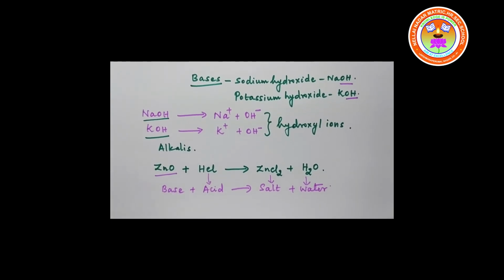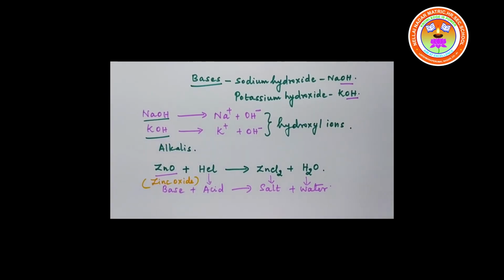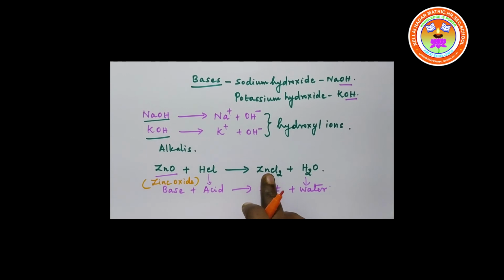Okay, children. This metallic oxide, zinc oxide, acts like a base. So zinc oxide reacts with hydrochloric acid to give zinc chloride, salt, and water. Here 2 chlorine atoms are there, so we write 2 here. Here 2 hydrogen atoms, here also 2. So it is balanced. Okay, children.